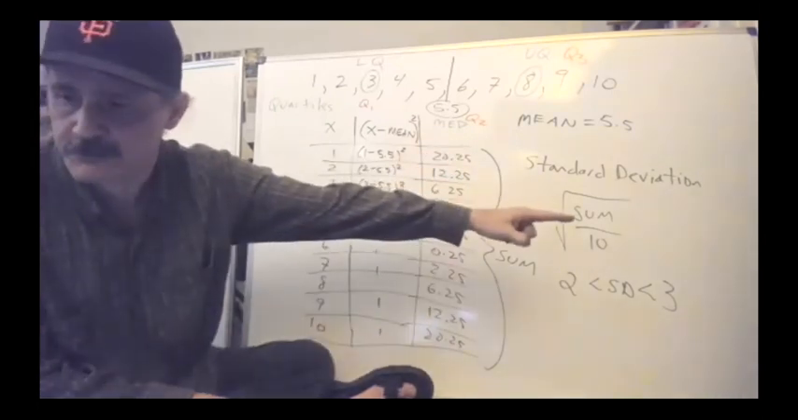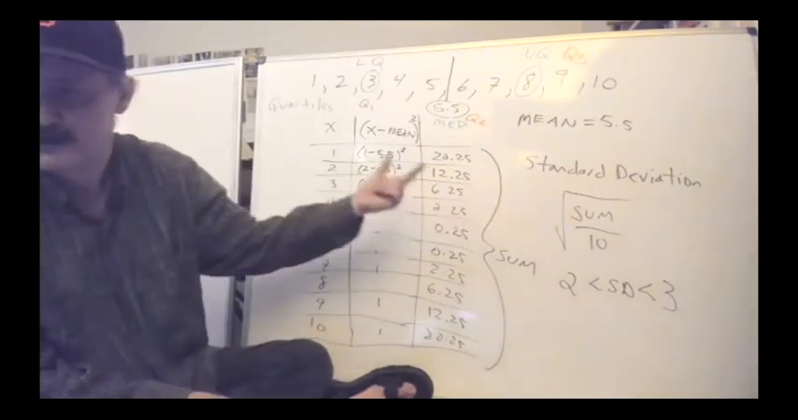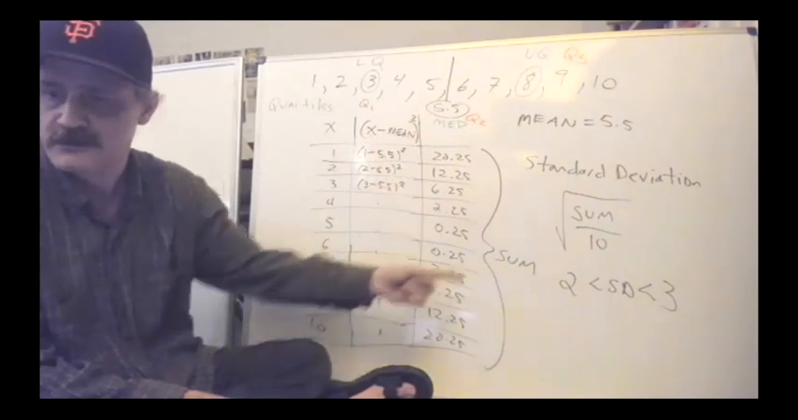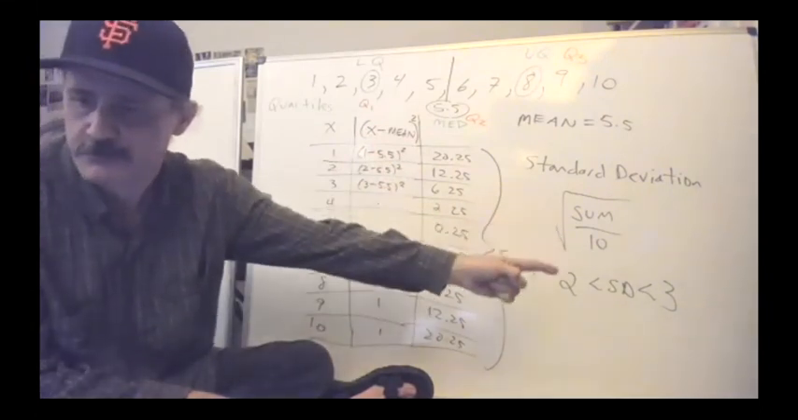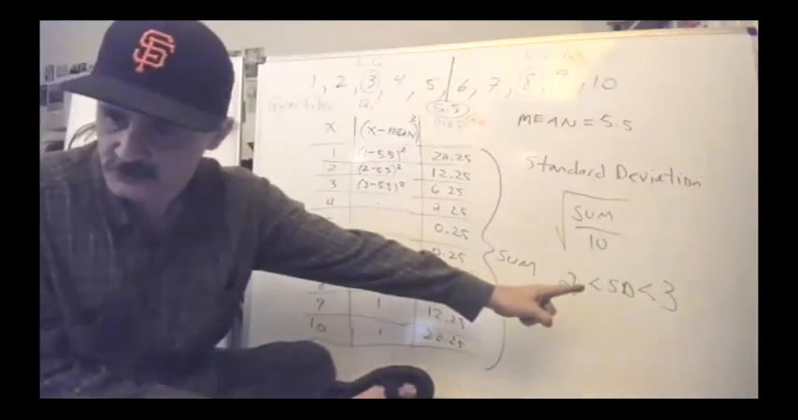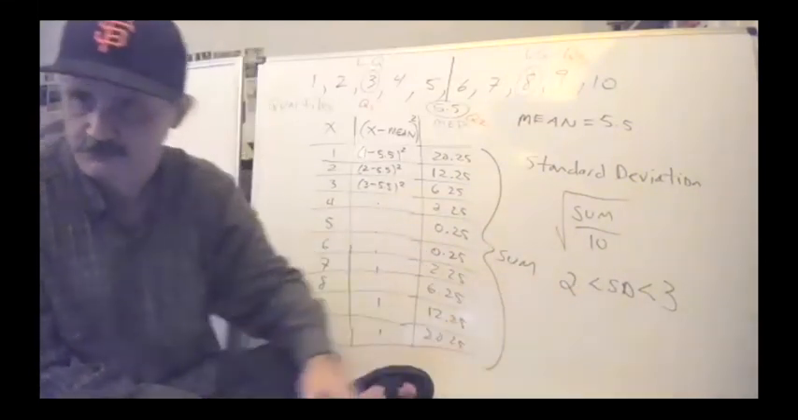That sum, divide by 10 because there's 10 numbers. And then because we squared this subtraction, so these are always positive, we then compensate for that by square rooting after we divide by 10. And it's called the standard deviation, and it should be something between 2 and 3.